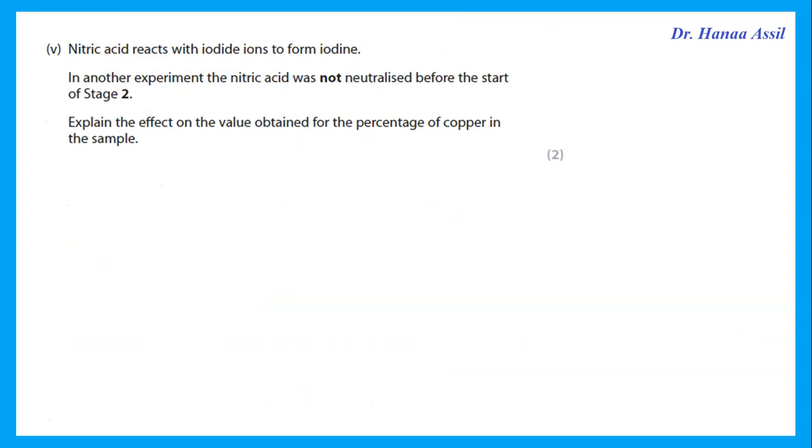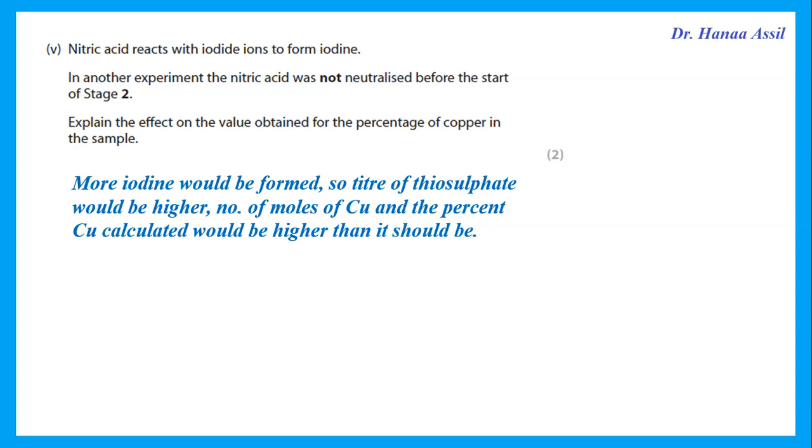Nitric acid reacts with iodide ion to form iodine. In another experiment, the nitric acid was not neutralized before the start. Remember, we said the nitric acid, we have to neutralize it first before we go on. Explain the effect on the value obtained for the percentage of copper. So if I don't neutralize nitric acid, that means I have some nitric acid in solution, and that means it will form more iodine than I should have. So I will have more iodine in solution than I should.